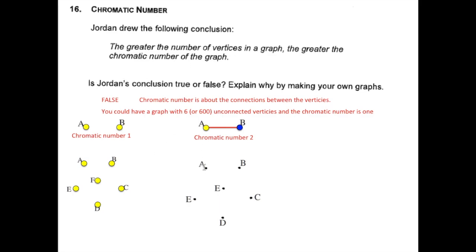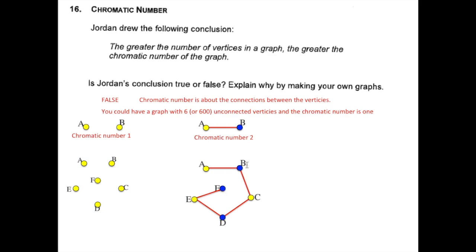Here, if I connect the A to the B, to the C, to the D, to the E, to the F, let's pretend that's F. Notice our chromatic number, like A, yellow. Now B is connected, so it can't be yellow. Let's make it blue. But C can be yellow because it's not connected to A. And then D would have to be blue, then E would be yellow, and F would be blue.